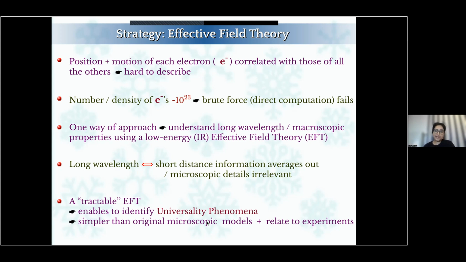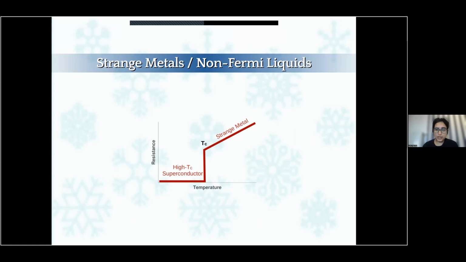And then this effective field theory model is a simpler model than the original microscopic models, which many times is very dirty due to various degrees of freedom. And then we can extract physical properties which we can relate to experimental observations. So this makes our life simpler. Now here I will focus on the systems which are called strange metals or non-Fermi liquids. And this metallic regime typically appears in materials which show high Tc superconductivity.